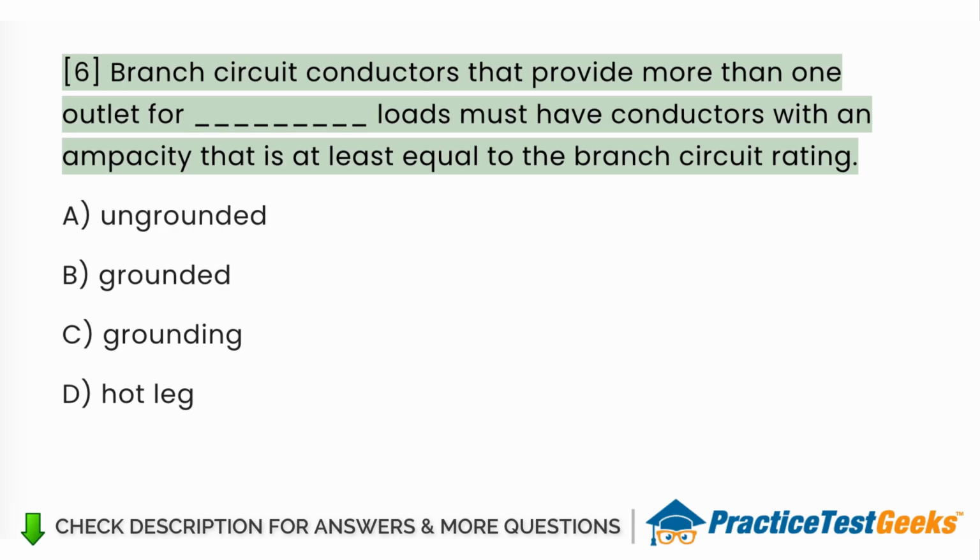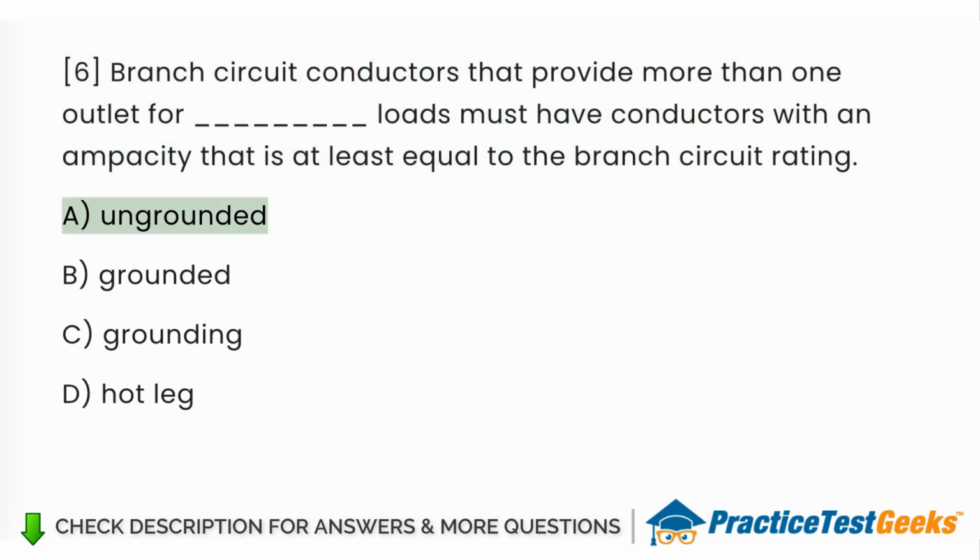Branch circuit conductors that provide more than one outlet for loads must have conductors with an ampacity that is at least equal to the branch circuit rating. A. Ungrounded. B. Grounded. C. Grounding. D. Hot leg.